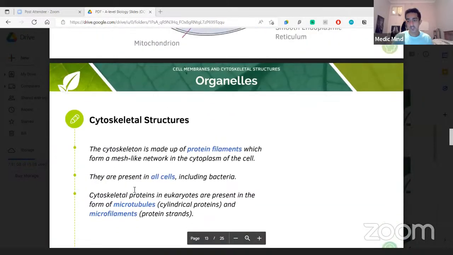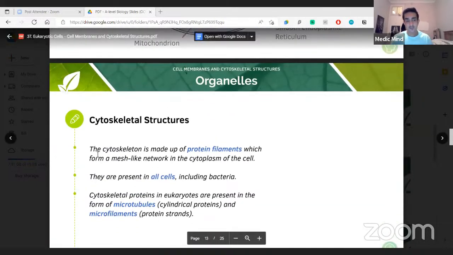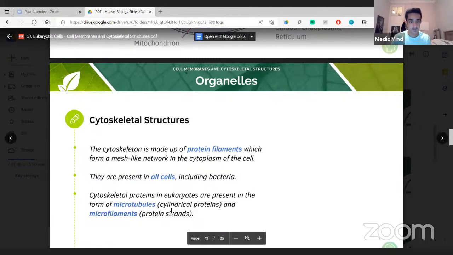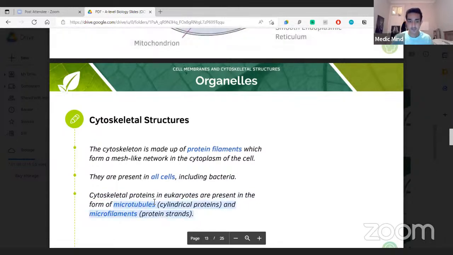The other really important structure to talk about is the cytoskeleton. The cytoskeleton is made up of protein filaments, which form a mesh-like network in the cytoplasm of cells. These are present in all cells, including bacteria, and they're formed of both microtubules and microfilaments.